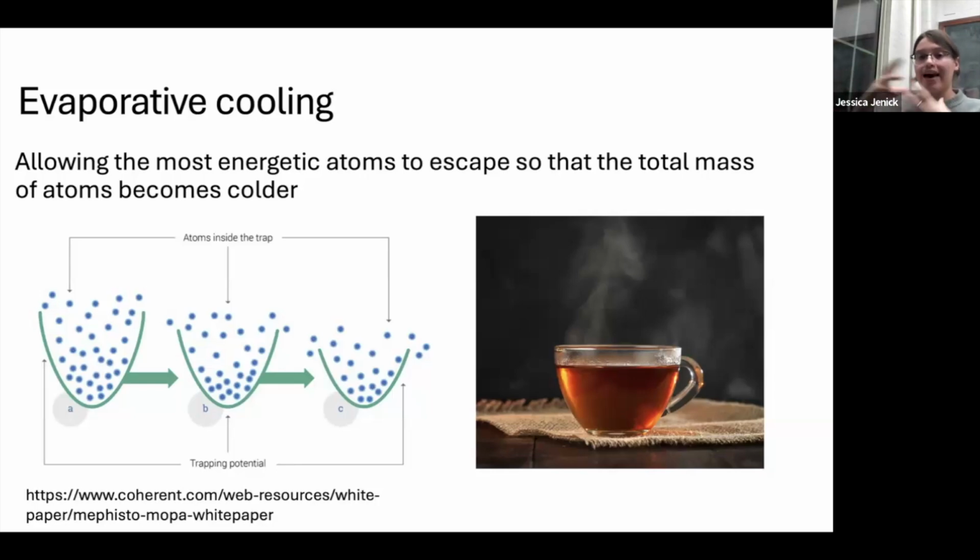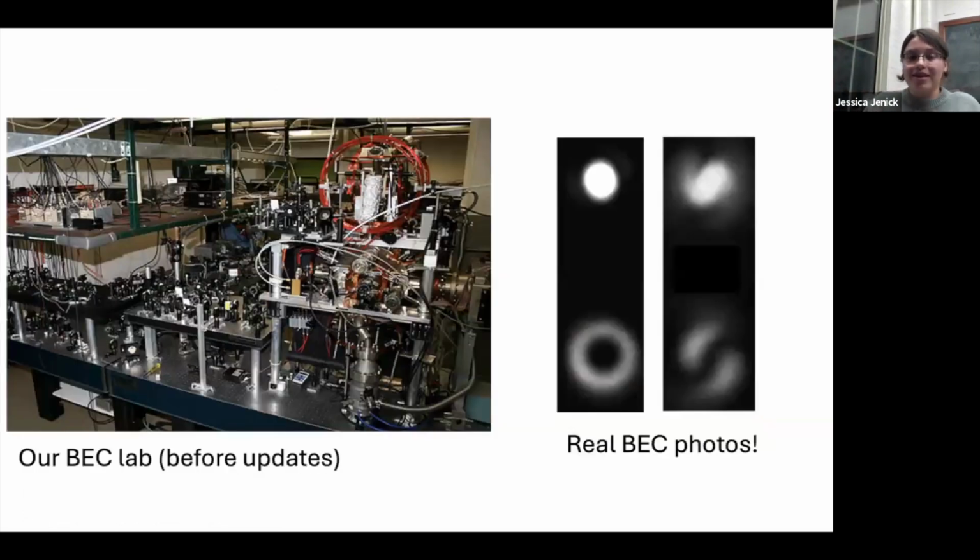This is the same reason why you might blow on a cup of hot tea. When you do that, all the atoms that are very hot are close to steam and will rise to the top of the drink. So when you get rid of those, the whole of the drink will be colder. And we can do the same thing to reach the temperatures needed for condensation.